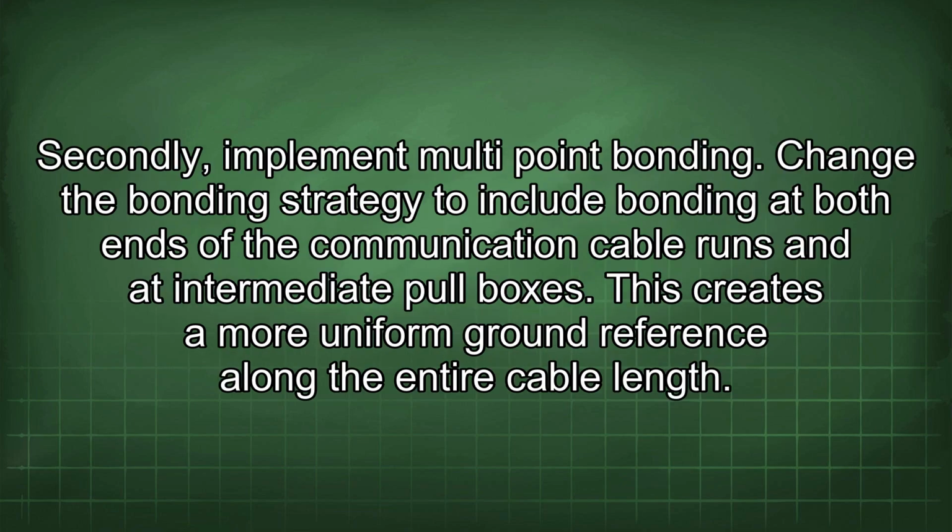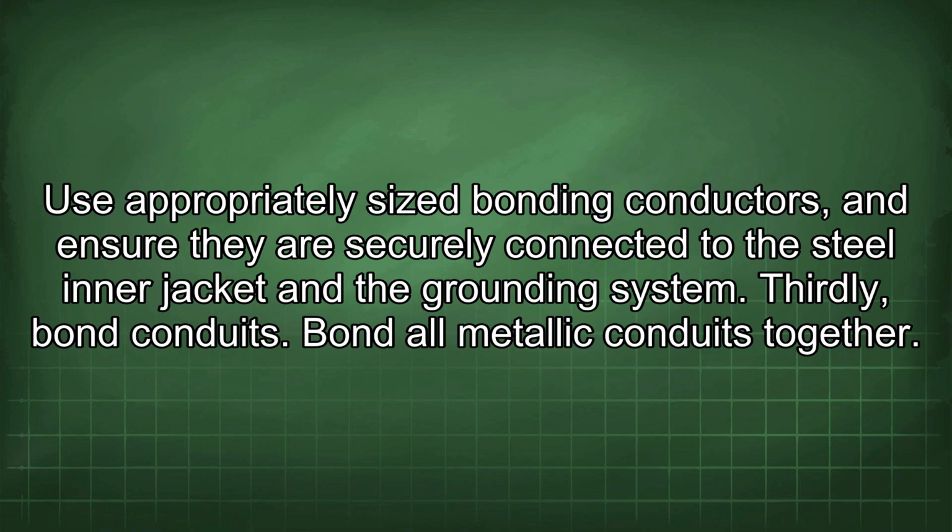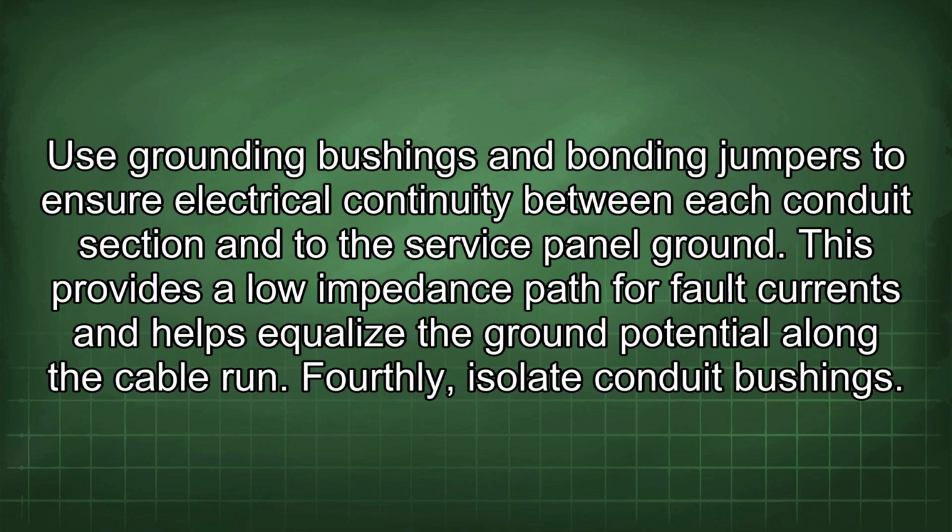Secondly, implement multi-point bonding. Change the bonding strategy to include bonding at both ends of the communication cable runs and at intermediate pull boxes. This creates a more uniform ground reference along the entire cable length. Use appropriately sized bonding conductors and ensure they are securely connected to the steel inner jacket and the grounding system. Thirdly, bond conduits. Bond all metallic conduits together. Use grounding bushings and bonding jumpers to ensure electrical continuity between each conduit section and to the service panel ground. This provides a low impedance path for fault currents and helps equalize the ground potential along the cable run.